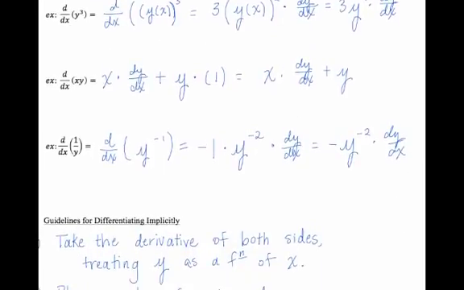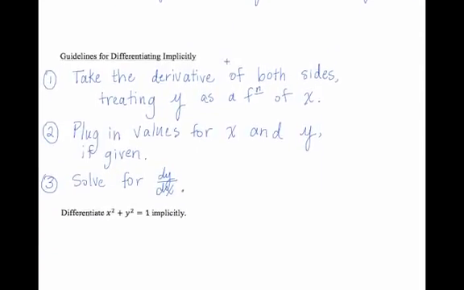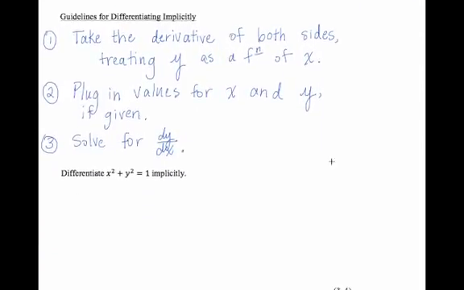Okay, so how to differentiate implicitly? Here are some guidelines. We want to take the derivative of both sides, treating y as a function of x, just like we did in the previous few examples. If you're given some values for x and y, you can go ahead and plug them in. And then we want to solve for dy dx. And these last two steps are reversible. They can go in either order.